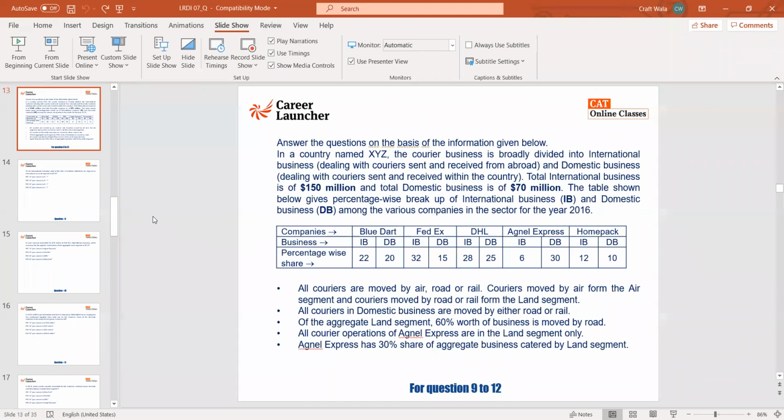It says in a country named XYZ, courier business is divided into international business and domestic. International business is for 150 million, domestic is for 70 million. The table below gives percentage-wise breakup across various sectors.